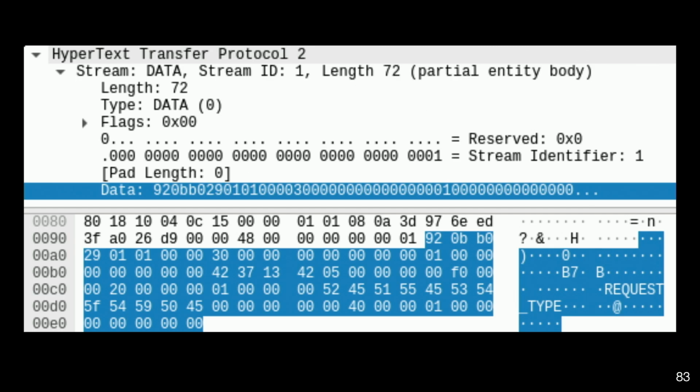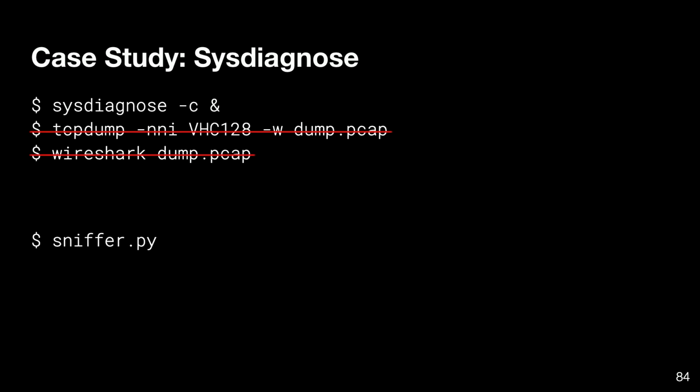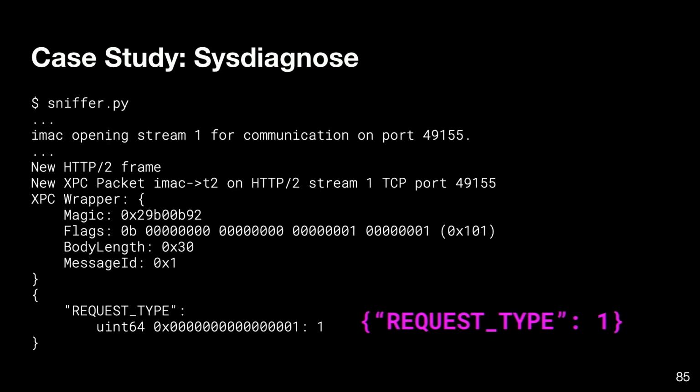And just as a reminder, this is what we were seeing in Wireshark. That was about as far as Wireshark could take us. And with the tooling that we built, based on understanding how these XPC objects are formed and all the different layers, this is now what we can see with this simple sniffer utility. We can see all of the fields available in the XPC wrapper, as well as the fields that are actually contained within the XPC objects themselves.